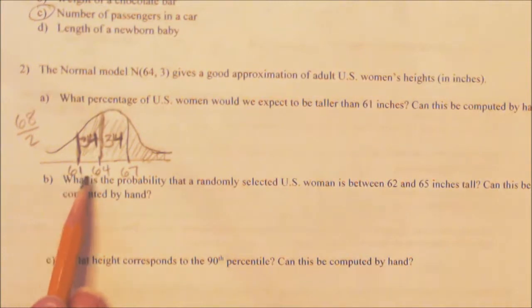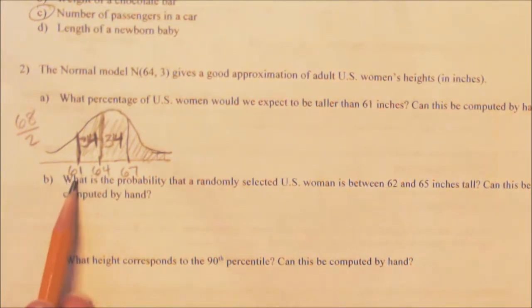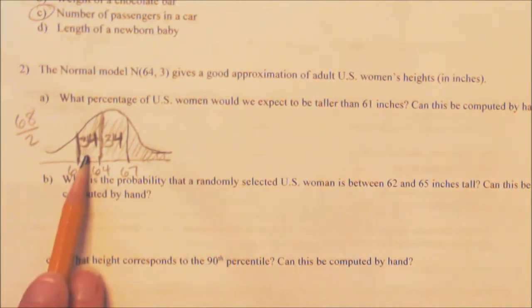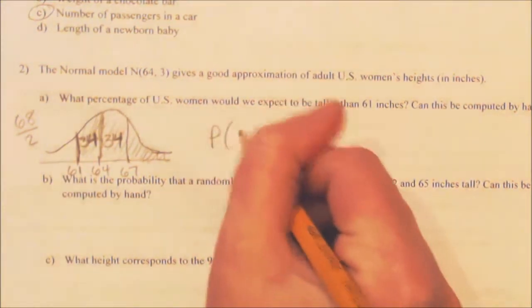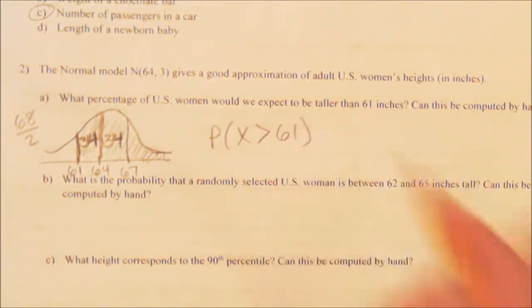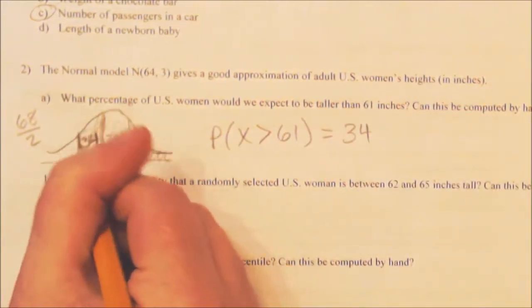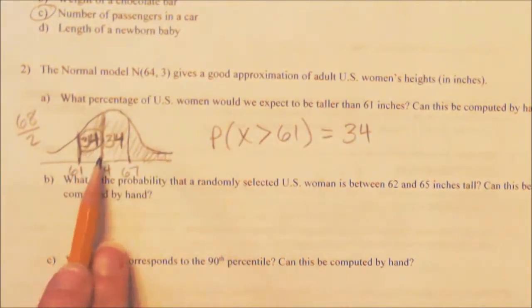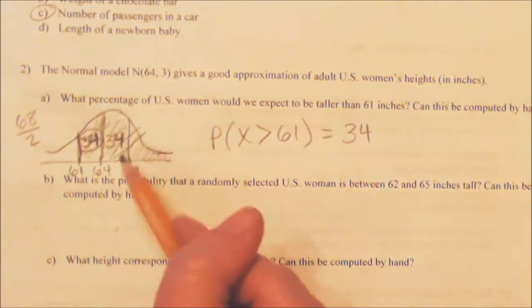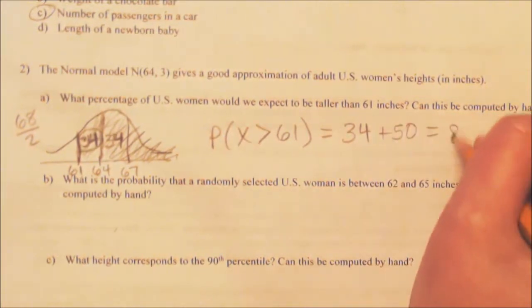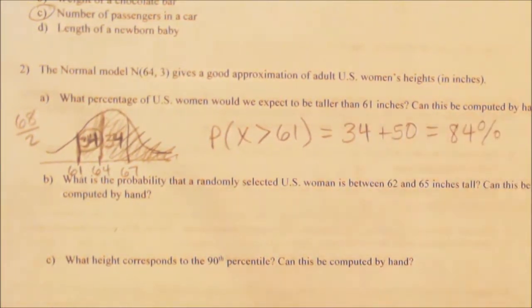We want to go above 61, I'm sorry, not 61%, 61 inches. So between 61 and 64 inches, that's 34% of the data. So if I want the probability that X is above 61 inches, I'm going to add the 34% from this section right in here, plus the 50% for the rest of the data. And so that gets us a probability of 84%. That might be a good test question because you don't need StatCrunch to figure it out. You can use the empirical rule.